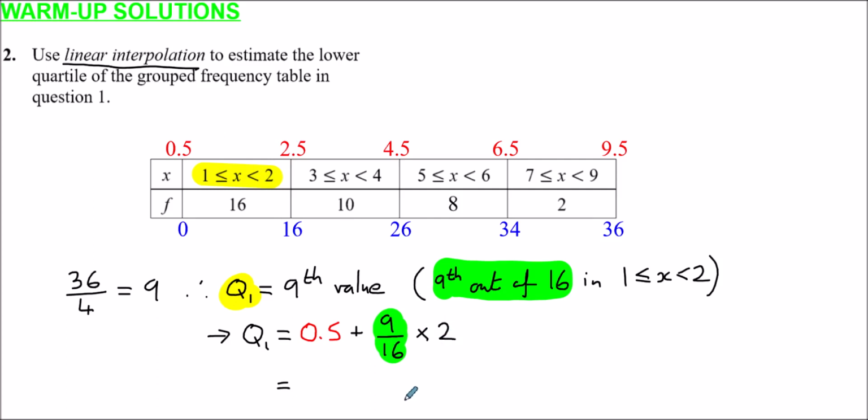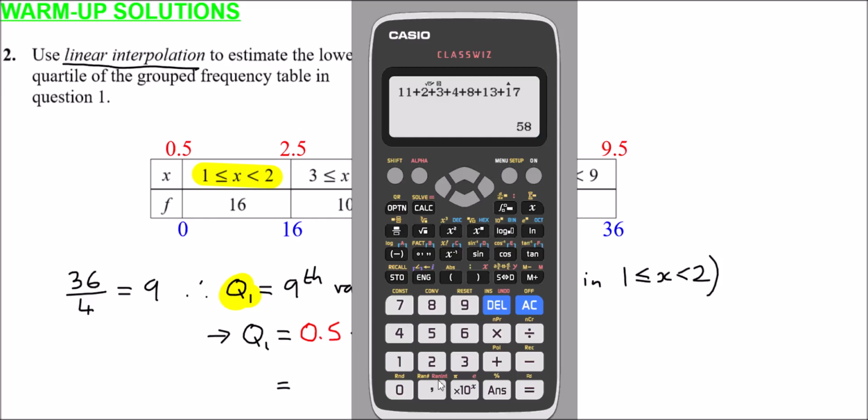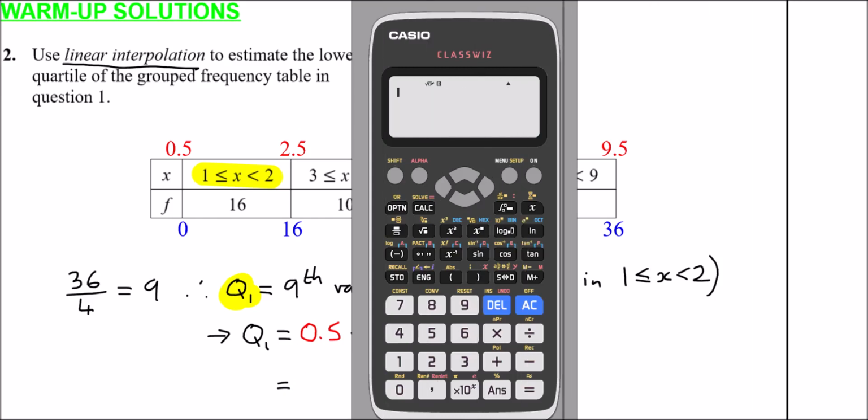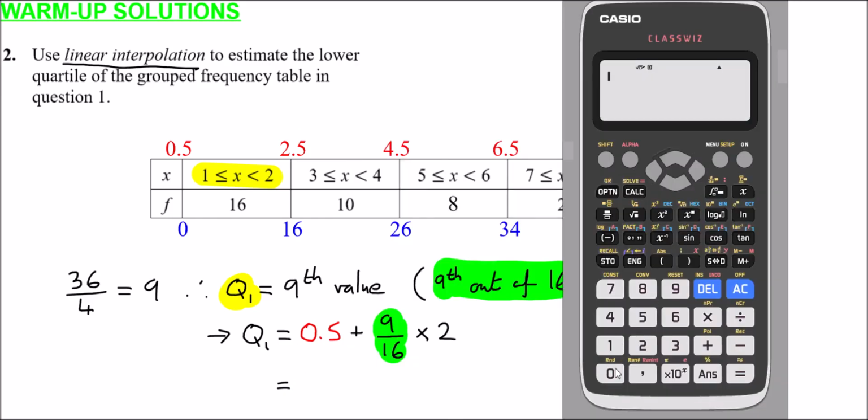So all we need to do now is to work this out and round it to a suitable degree of accuracy. So we get the calculator, type in 0.5 plus 9/16 multiplied by 2, and we can see here that the lower quartile is 1.625. You can leave it like that. 4 sig figs isn't too bad, but I think the general golden rule, if in doubt, round to 3 significant figures. So I'm going to call this 1.63.